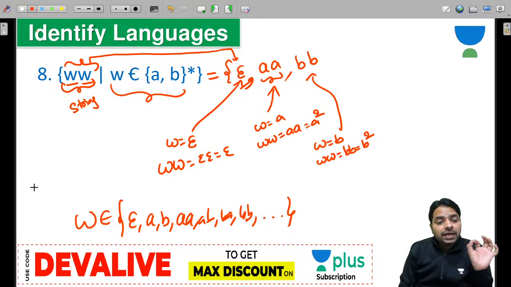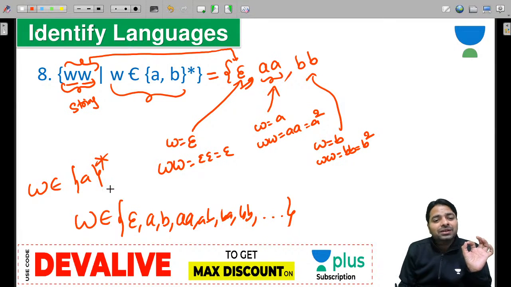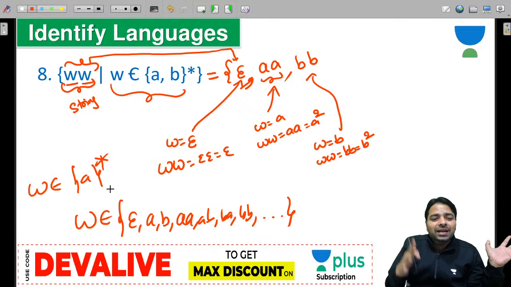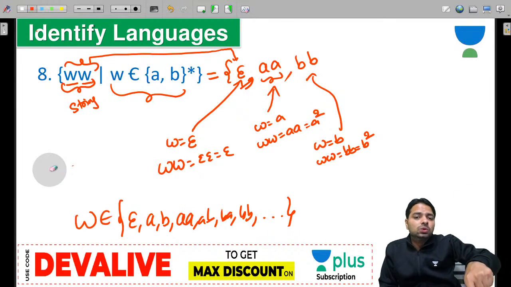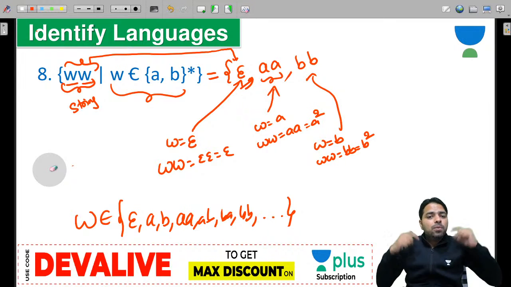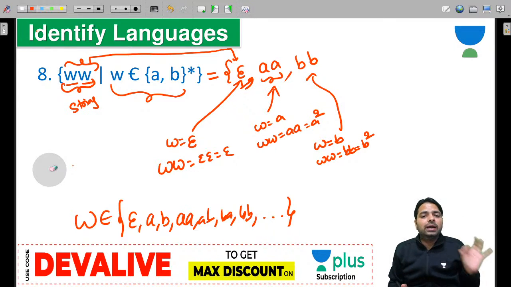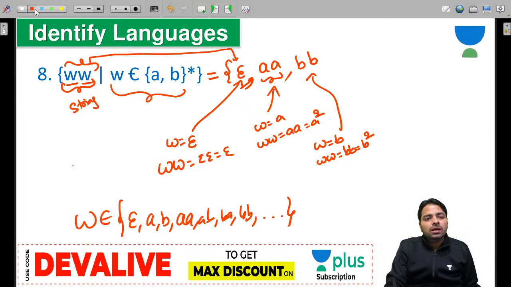But if anybody says W belongs to A star, then you have to take only A's: epsilon, A, double A, triple A. So you should always look at what W belongs to and what your string is. Both conditions have to be looked at properly. Next one.